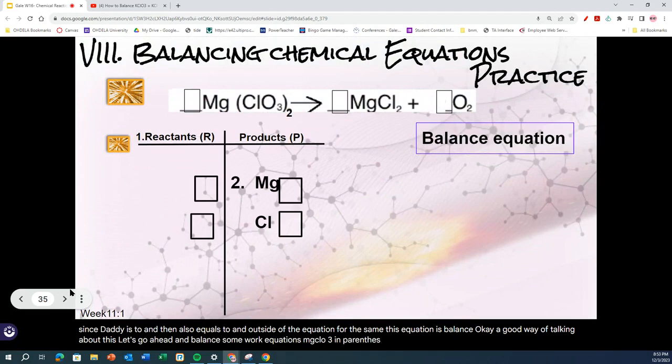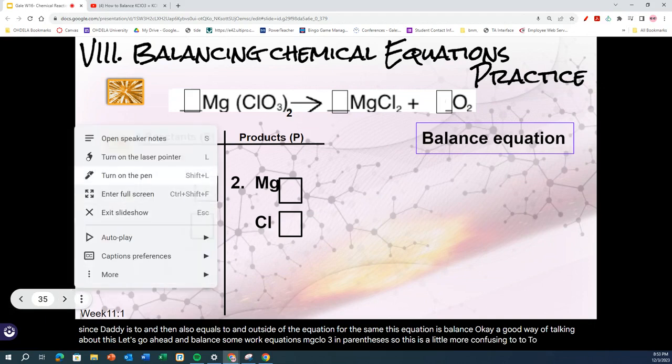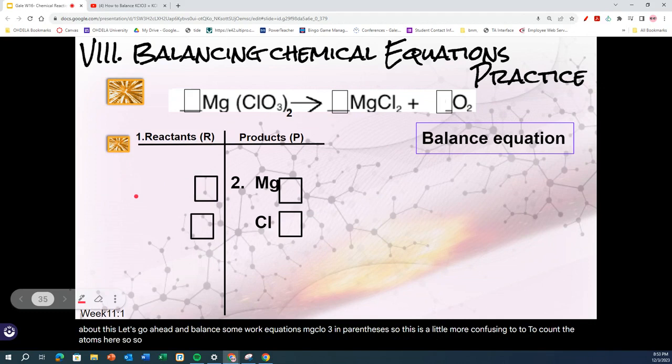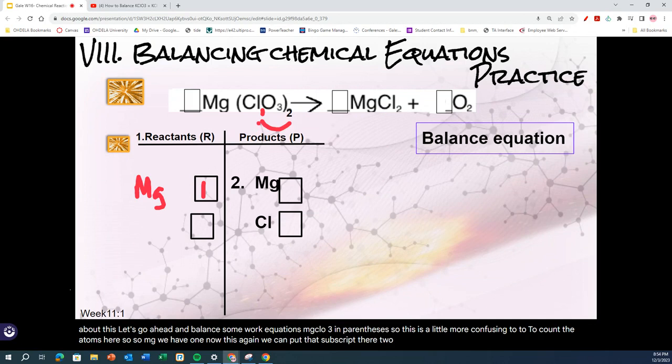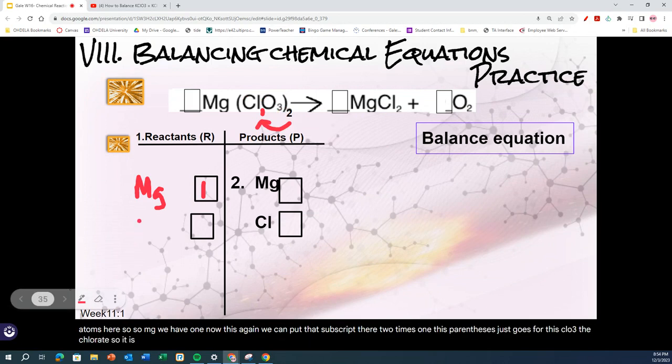Mg(ClO3)2. So this is a little more confusing to count the atoms here. So Mg, we have 1. Now this, again, we can put that subscript there: 2 times 1. This parentheses just goes for this ClO3, the chlorate. So Cl will have 2, oxygen will have 6, 2 times 3.